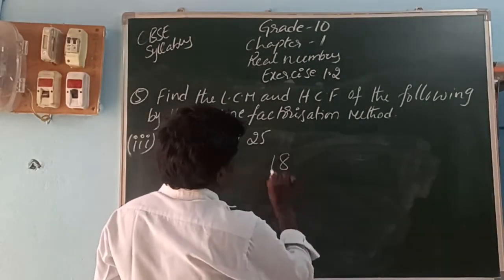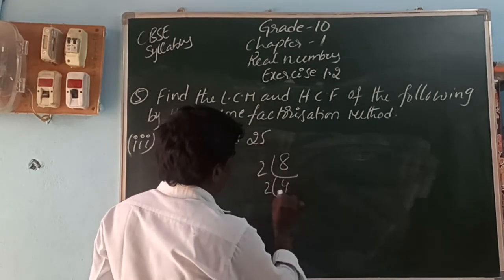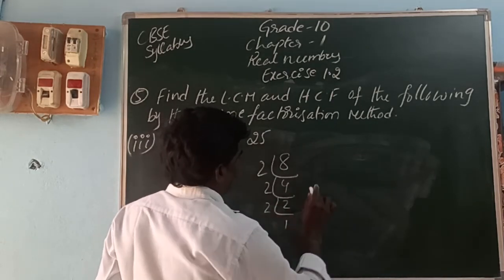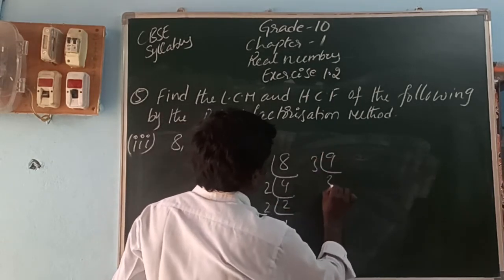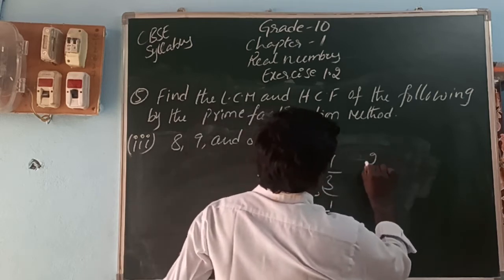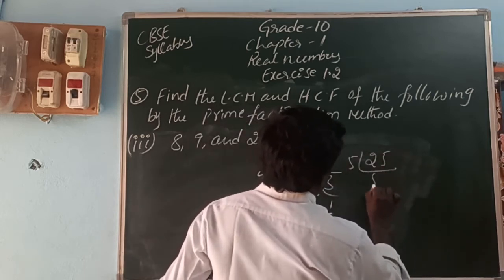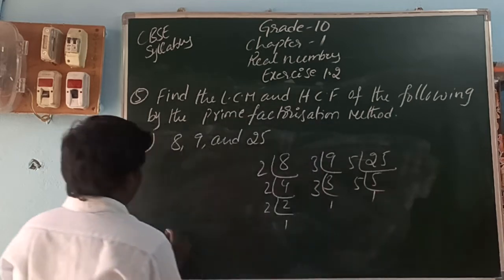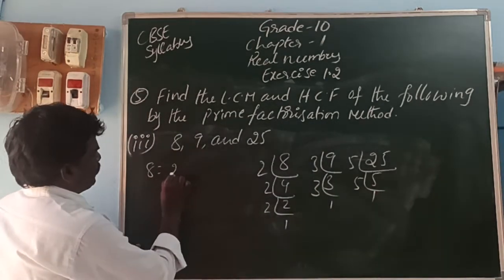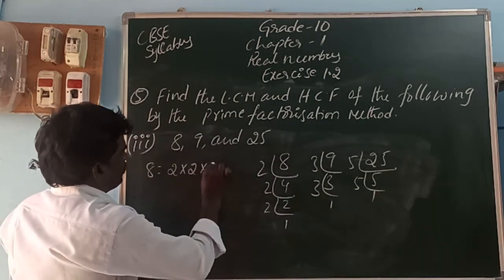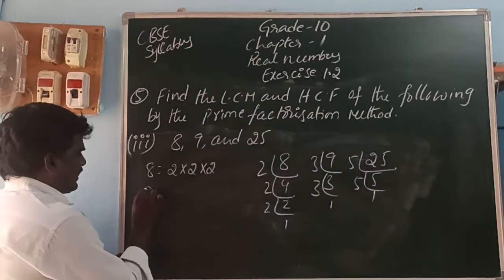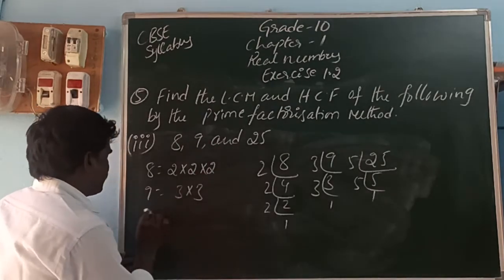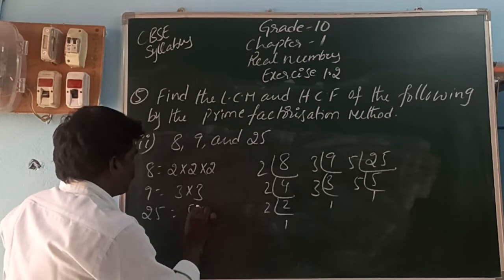Next, 8, how can we write? 2 fours are 8, 2 twos are 4, 2 ones are 2. 9, how can we write? 3 threes are 9, 3 ones are 3. 25, how can we write? 5 fives are 25, 5 ones are 5. So now 8 we can write as 2 into 2 into 2 into 1. 9 we can write as 3 into 3. 25 we can write as 5 into 5.